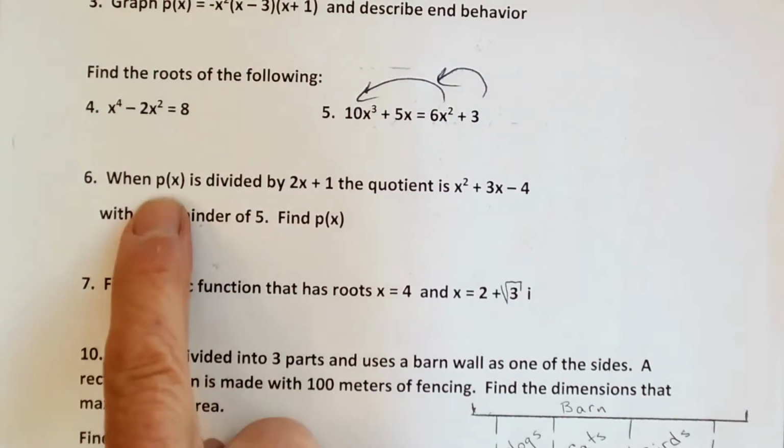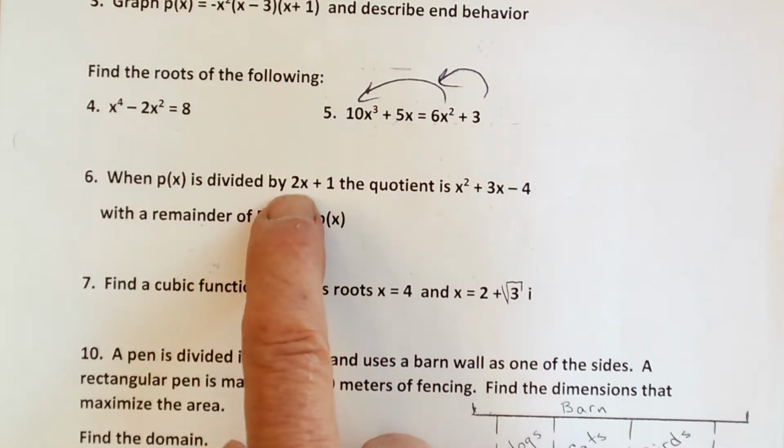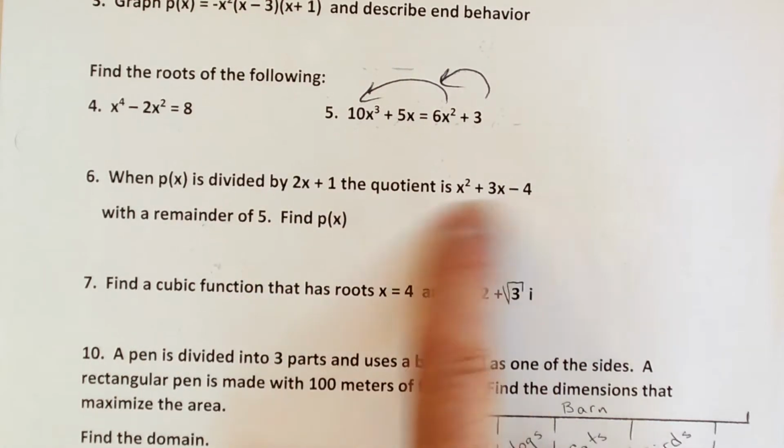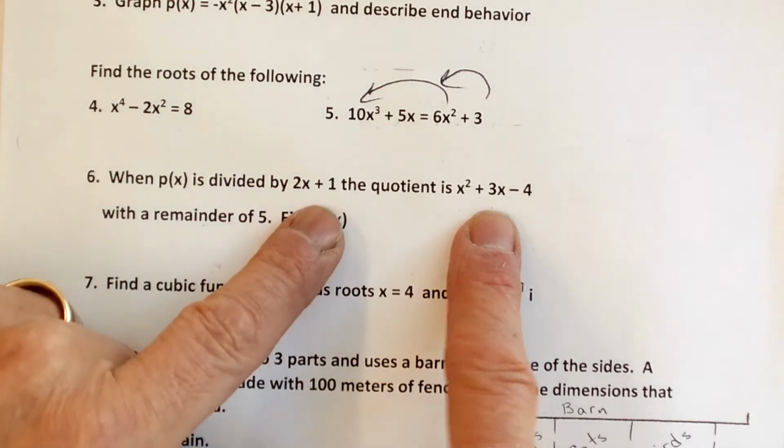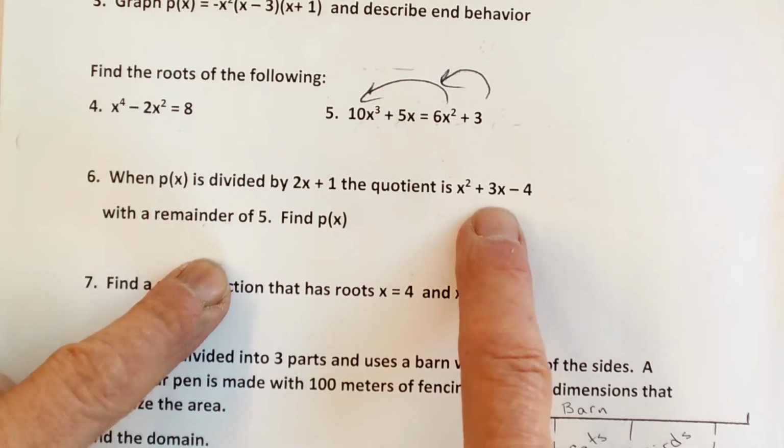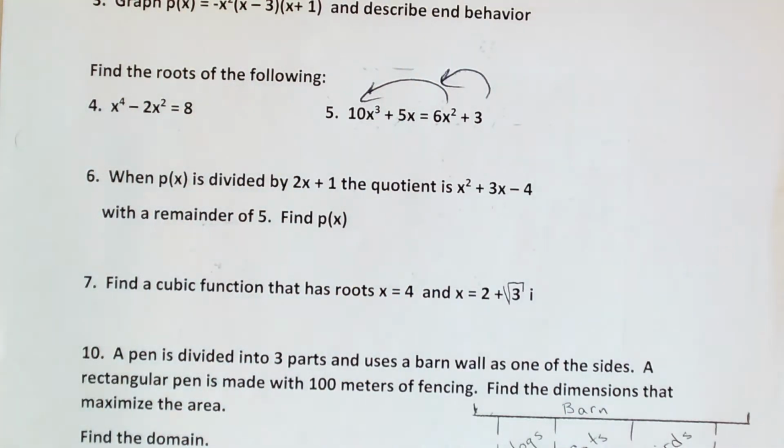When p of x is divided by x plus 2, the quotient is this. So what's happening is this. You know the answer, you know what you divided by, but you don't know the original. So you're going to do the opposite. You're going to undo it. So what I'm going to do is multiply.